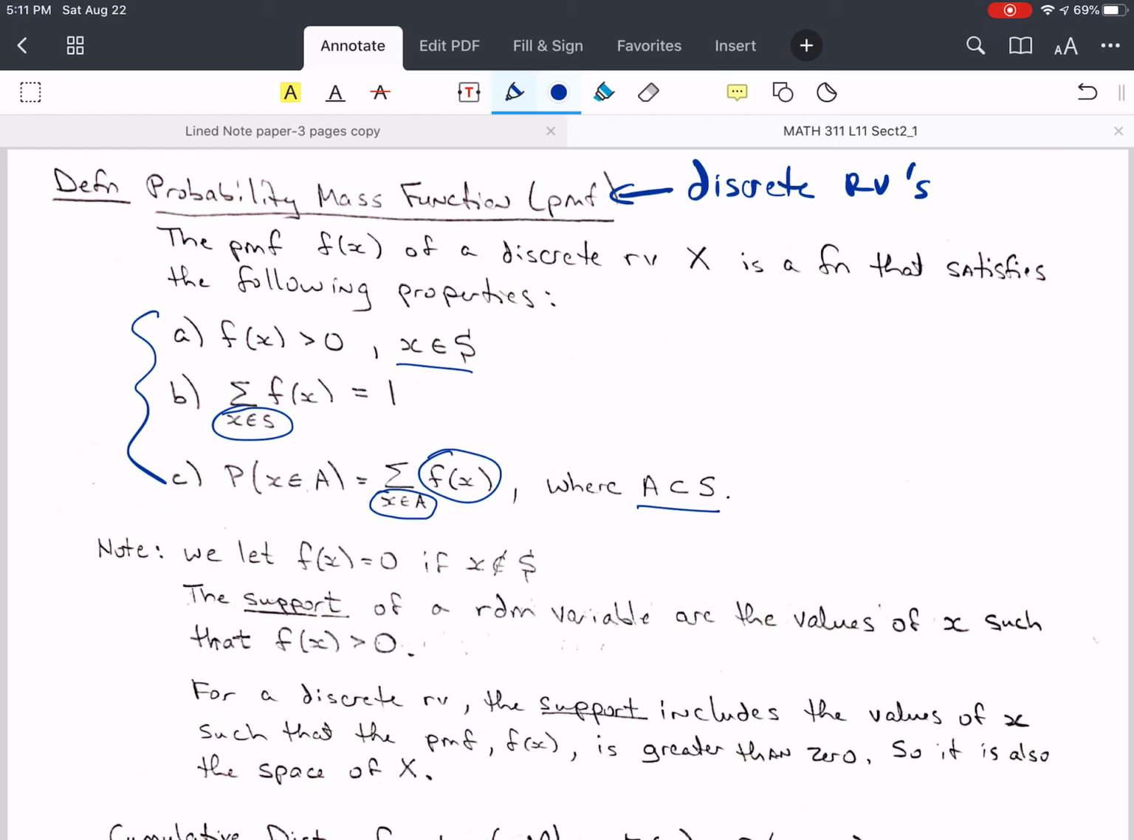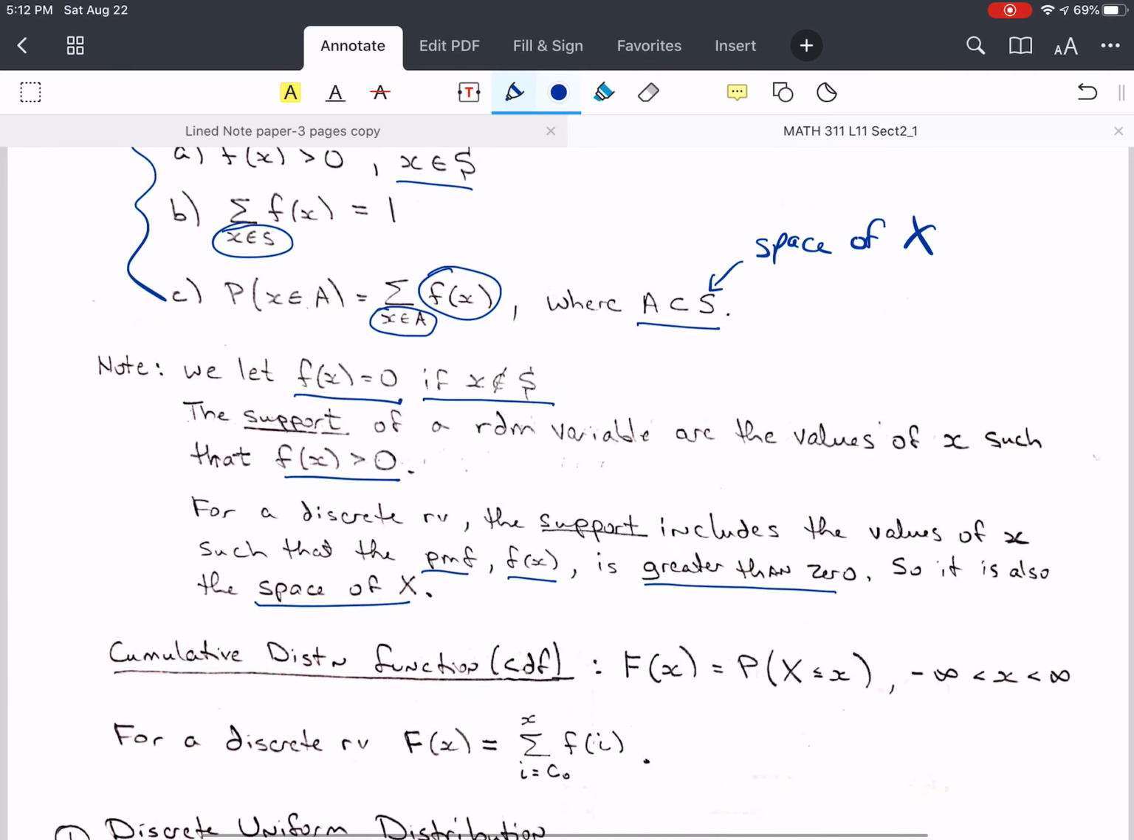Now, we let f of x equal 0 if x is not in the support S, the support or space of X. This is confusing notation because S can be the space or it can be the sample space. So, the space of X or the sample space of the experiment. The support of a random variable is the set of values of X such that f of x is greater than 0. So again, this is the same as the space of X. The support includes the values of X such that the PMF, f of x, is greater than 0.